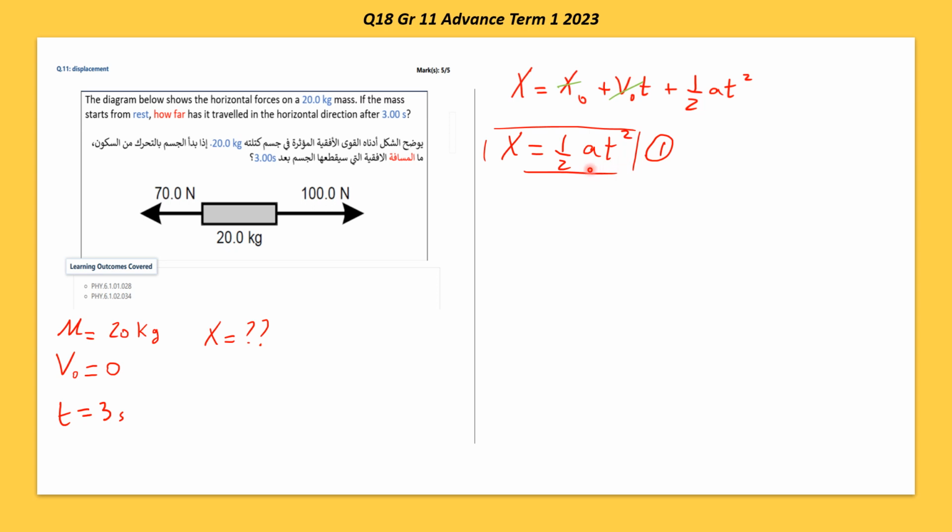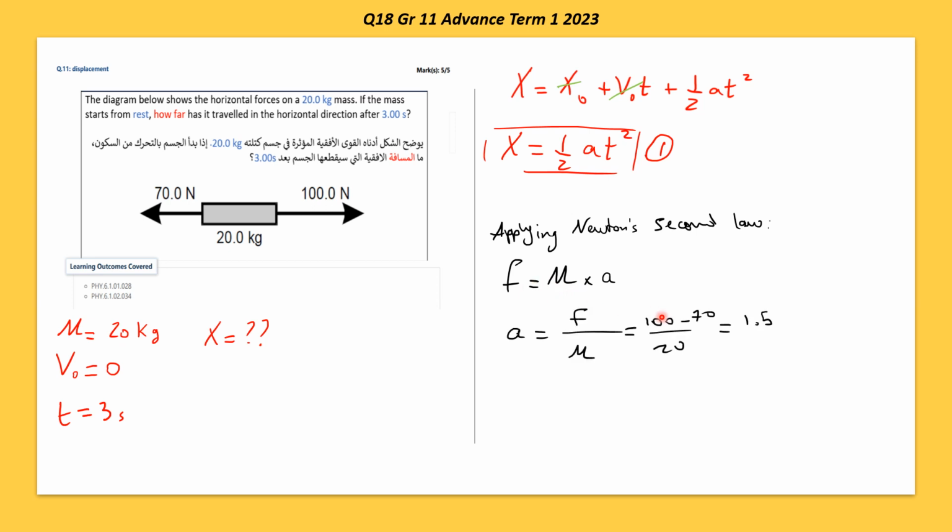The problem here is to define the acceleration. How do we calculate the acceleration? Look at the picture. Here we have two forces and we have the mass. Of course we need to apply Newton's second law, F equals ma. You arrange the equation, and a will be equal to F over m.